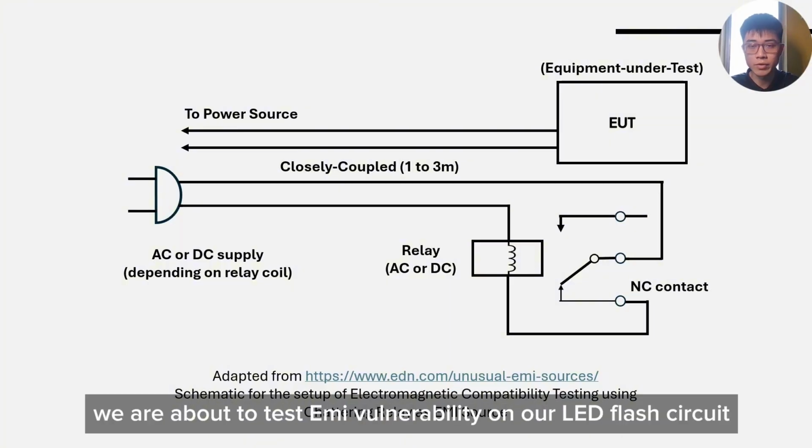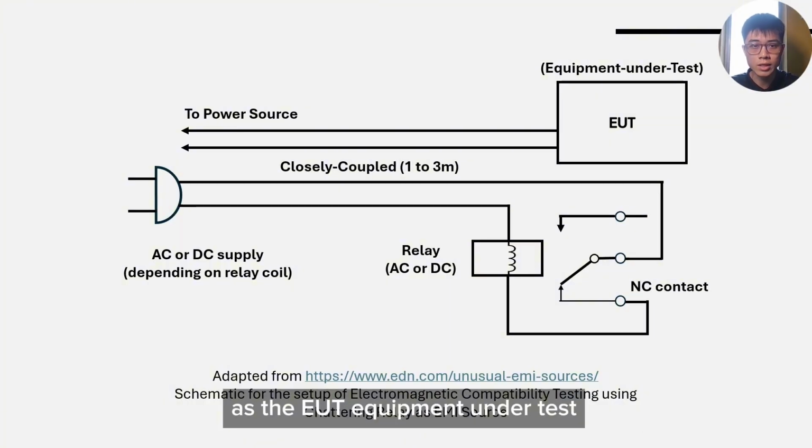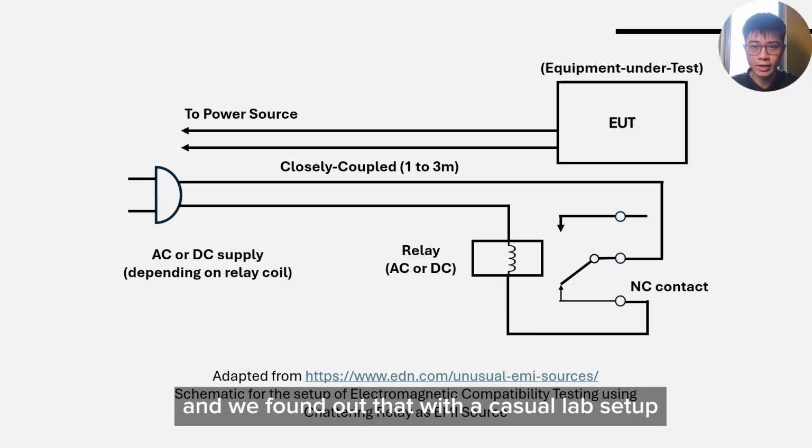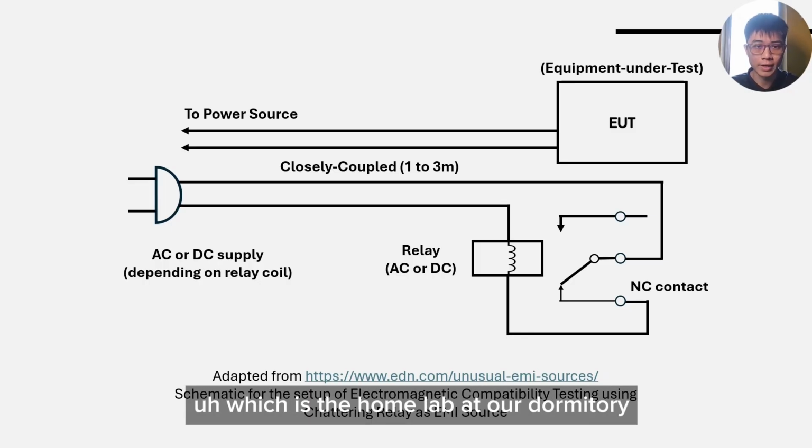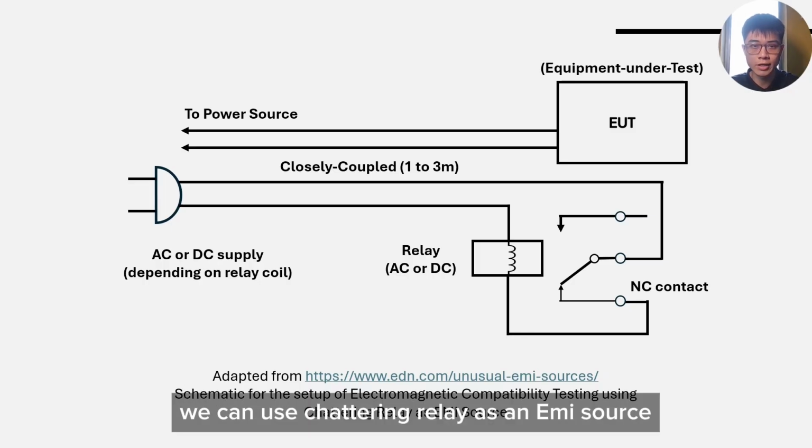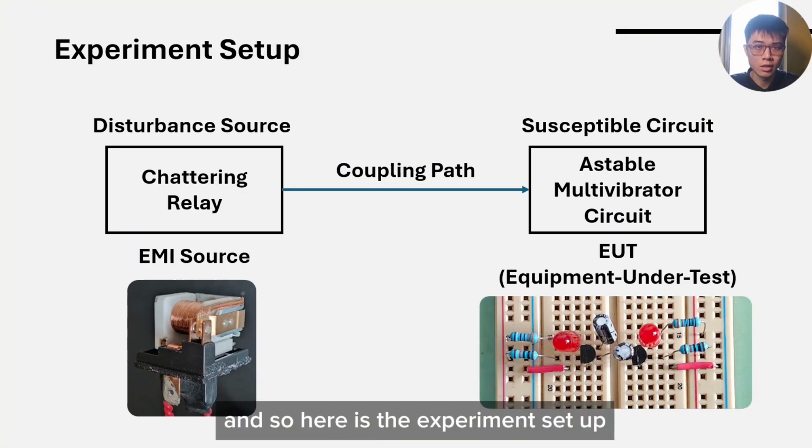We are about to test EMI vulnerability on our LED flasher circuit as the EUT, equipment under test, and we found out that with a casual lab setup, which is the home lab at our dormitory, we can use a chattering relay as an EMI source to attack the victim circuit. And so here is the experiment setup.